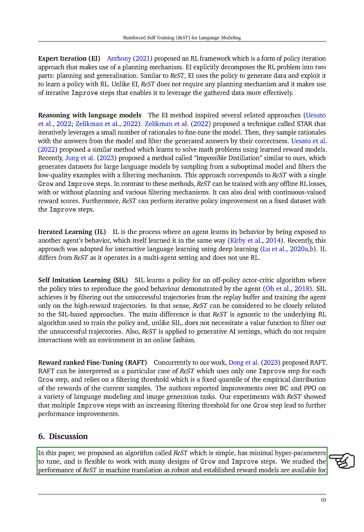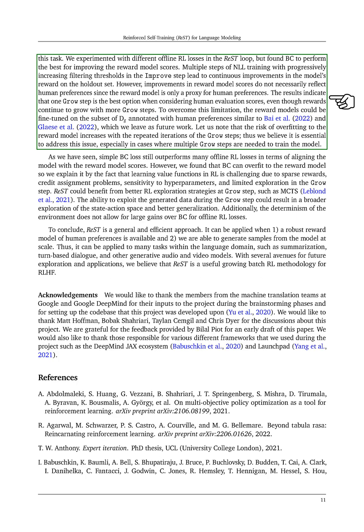It works well with many designs of grow and improve steps. We've tested ReST in machine translation and found it to be robust. However, improvements in reward model scores don't necessarily reflect human preferences since the reward model is only a proxy for human preferences. To overcome this limitation, the reward models could be fine-tuned on the subset of D_G, annotated with human preferences. We also note that the risk of overfitting to the reward model increases with the repeated iterations of the grow steps. Therefore, addressing this issue is crucial, especially in cases where multiple grow steps are needed to train the model.